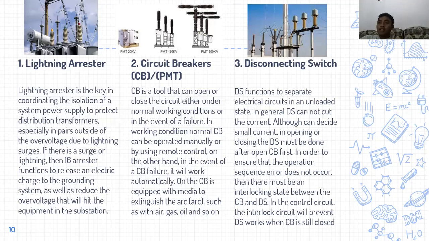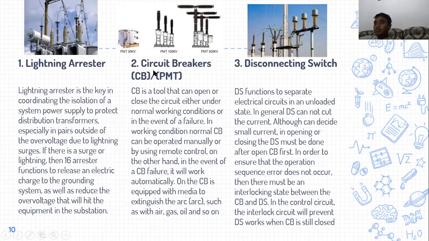distribution transformers, especially in those outside, from over voltage due to lightning sources. If there is a surge of lightning, then the arrestor functions to release an electric charge to the grounding system, as well as reduce the overvoltage that will hit the equipment in the substation.